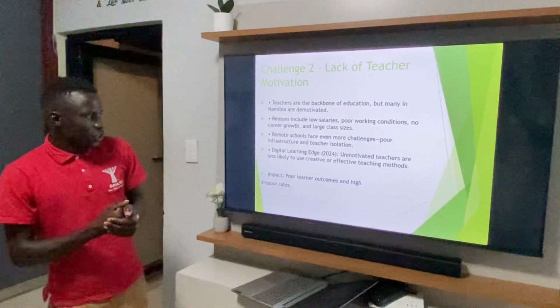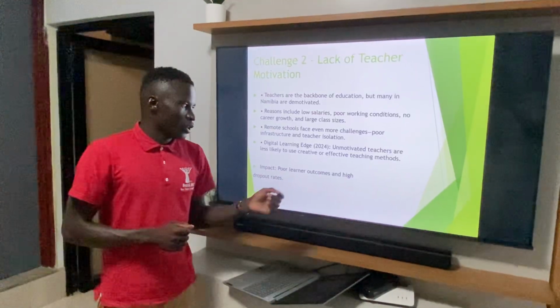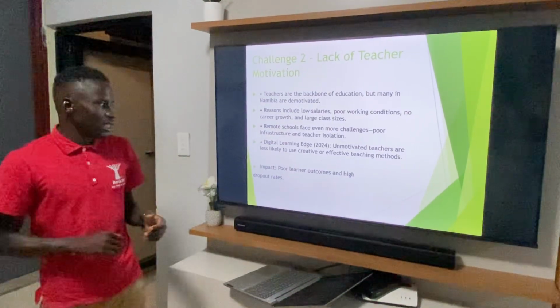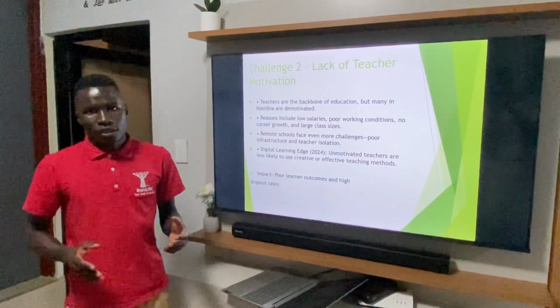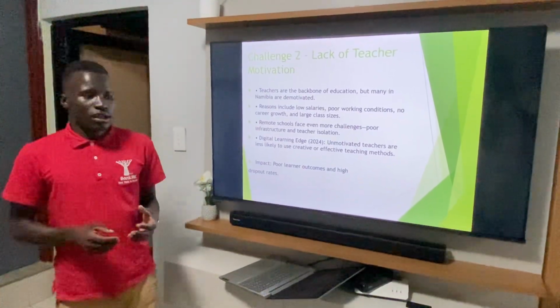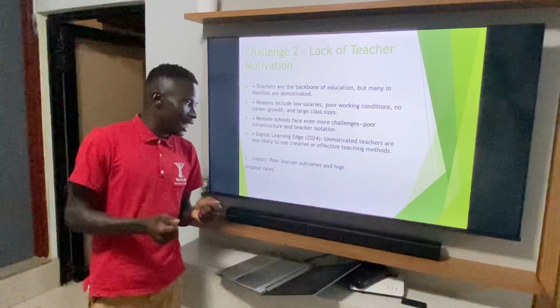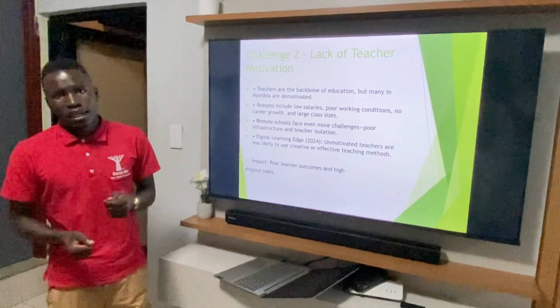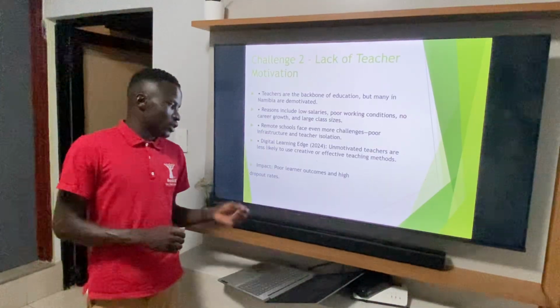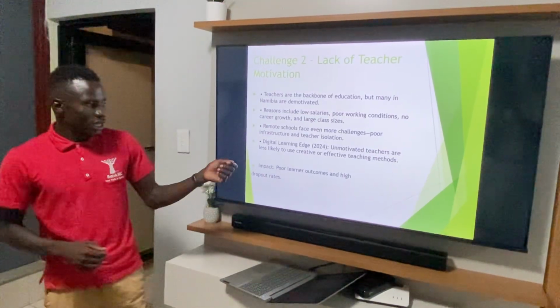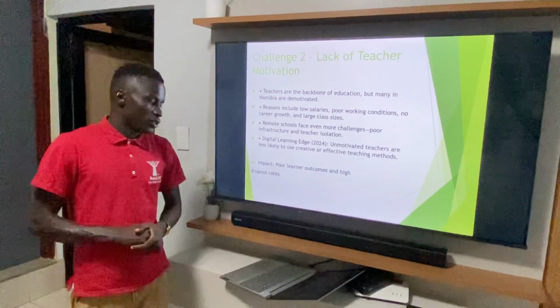According to Digital Learning Edge 2024, unmotivated teachers are less likely to use creative and effective teaching methods, due to the relatively large number of learners in class. This will also cause poor learning outcomes and high dropout rates.